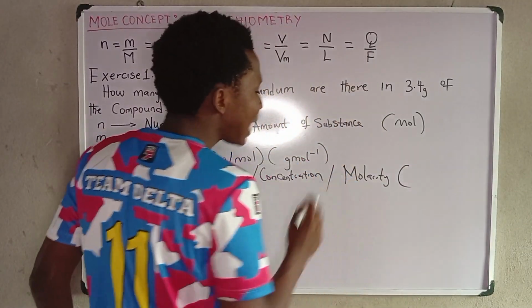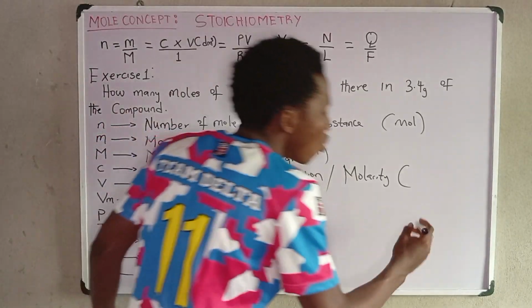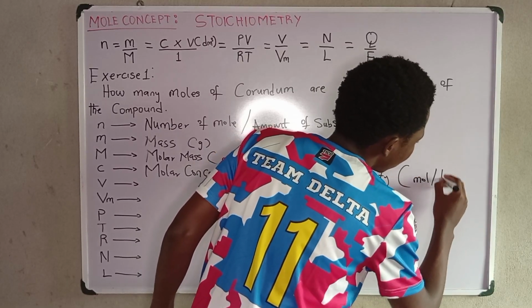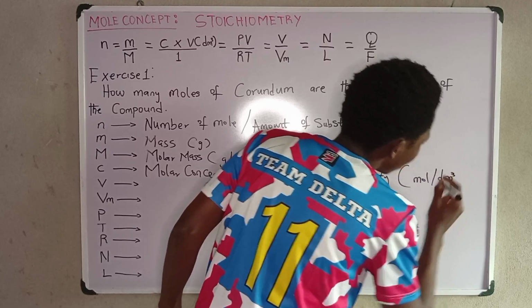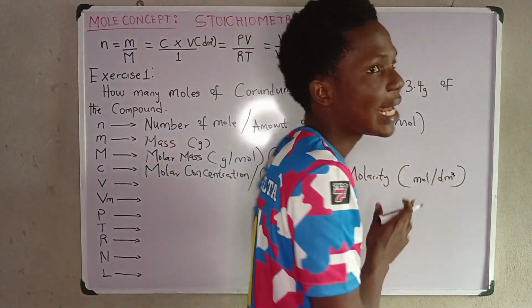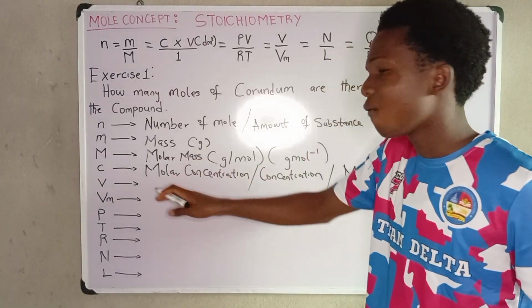Okay. Now, how do we measure molarity? In mole per dm cube. Take note. We measure molarity in mole per dm cube. Alright, now the next parameter we are going to be looking at here is volume.